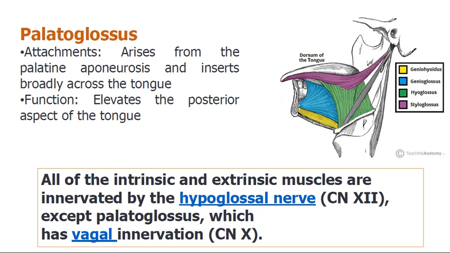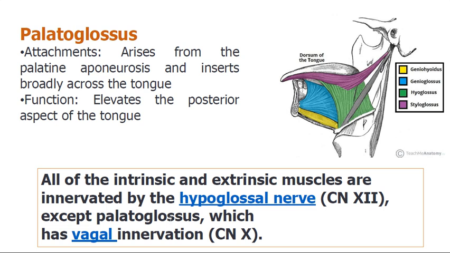So this is the palatoglossus and palatoglossal fold, and here we have an important note that all the intrinsic muscles of the tongue are supplied by the hypoglossal nerve as a motor supply, and also all the extrinsic muscles except the palatoglossus muscle. These muscles are supplied by the hypoglossal nerve, the 12th cranial nerve, motor, and this exception, the palatoglossus muscle, is innervated by the vagal nerve, or the vagus nerve, which is the 10th cranial nerve.